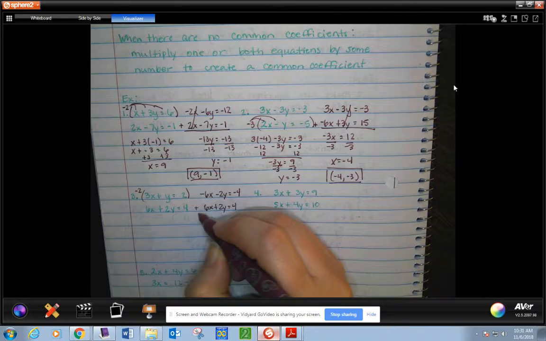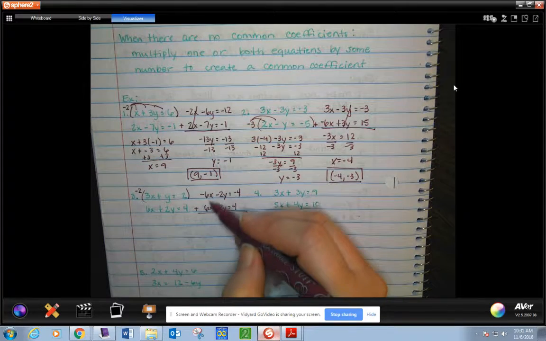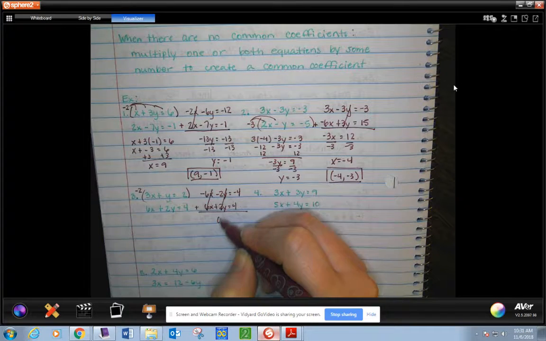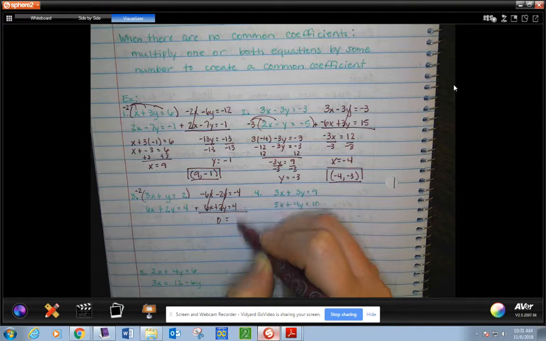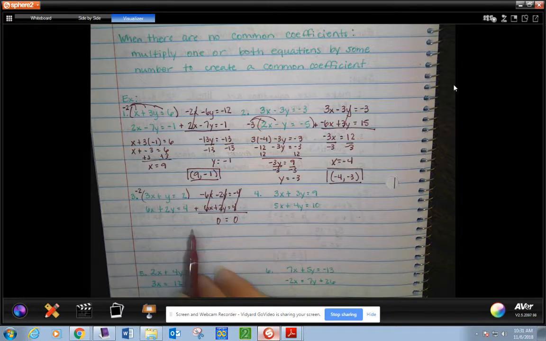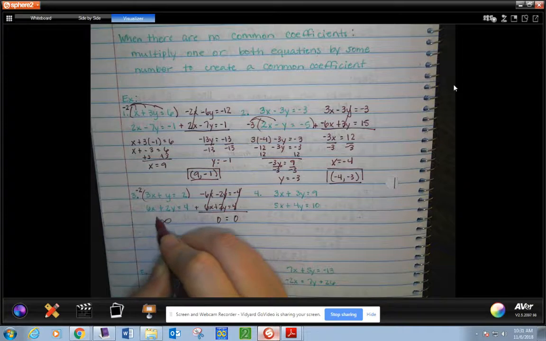cancel when I add. So now when I add, a negative 6 plus a 6 cancels. A negative 2 plus a 2 cancels, so I have 0. A negative 4 plus a 4 cancels, so I have 0 equals 0. Since this is a true statement, your solution is infinite.